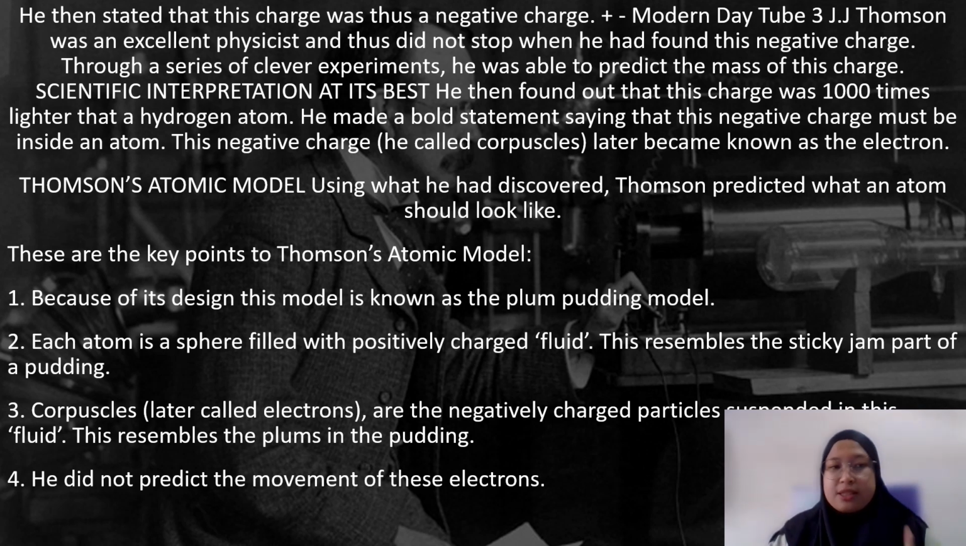The first one is, because of its design, this model is known as the plum pudding model. Number 2, each atom is a sphere filled with a positively charged fluid. This resembles the sticky jam part of a pudding. Number 3, corpuscles, later called electrons, are the negatively charged particles suspended in this fluid. This resembles the lumps of pudding. Number 4, unfortunately, he did not predict the movement of these electrons.